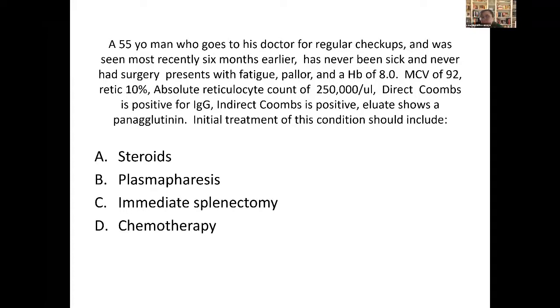So this is a 55-year-old man who goes to his doctor for regular checkups and was seen most recently 6 months earlier. He's never been sick and never had a surgery. And now he's presenting with fatigue, pallor, and a hemoglobin of 8. He has an MCV of 92 and a reticulocyte count of 10%, corresponding to an absolute reticulocyte count of 250,000. His direct Coombs is positive for IgG. His indirect Coombs is positive. His LDH shows a panagglutinin. Initial treatment of this patient should include, are we talking about steroids, plasmapheresis, immediate splenectomy, or chemotherapy?